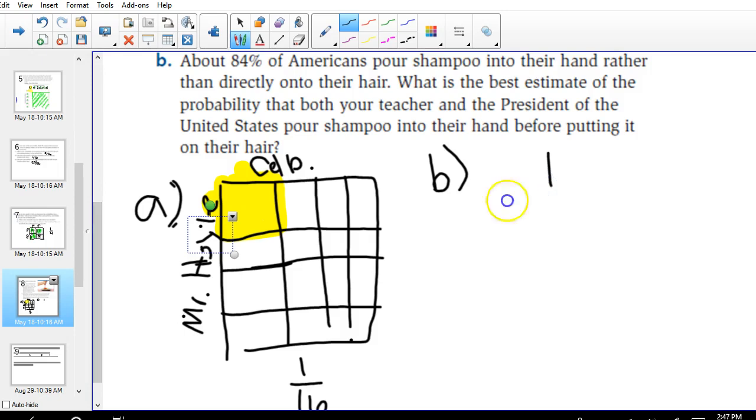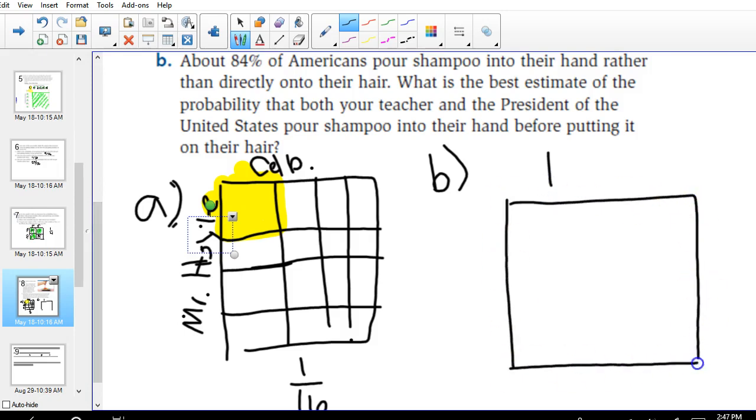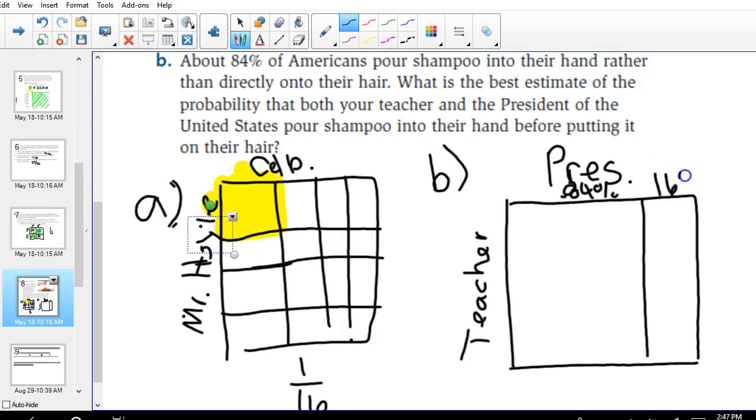So if we make ourselves an area model here, it's going to be a little harder to do. So here, the President, and then here we've got the teacher. So there's an 84% chance that President Trump puts shampoo in his hand before he washes his hair, and a 16% chance that he just squirts it directly onto his hair, which is weird, I think. So I'm going to split this right here, and right here I've got an 84% chance, and then here I've got a 16% chance. And then there's also an 84% chance that I put shampoo in my hand before putting it on my head, and then 16% chance that I just squirt the shampoo right on my hair.